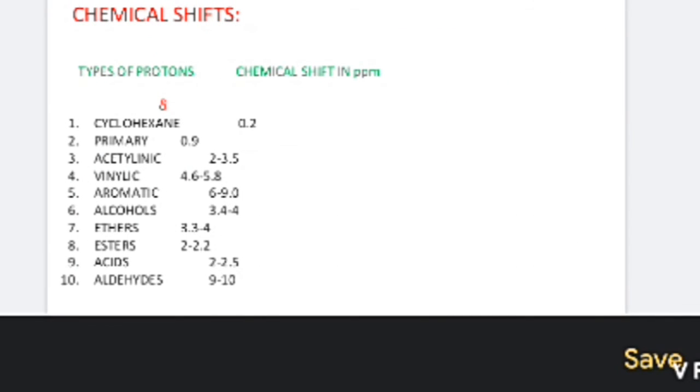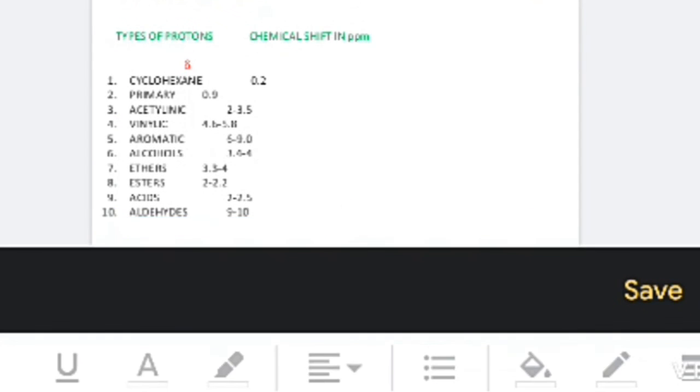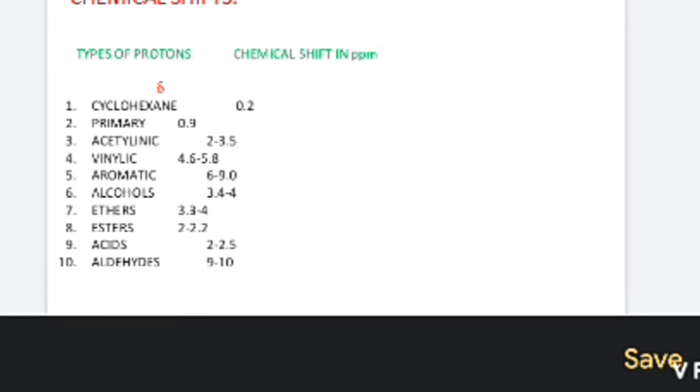These are the chemical shift values. Some of the important compounds are there. These are the types of protons and chemical shifts, the delta value in ppm. The first one is cyclohexane, the chemical shift value, that is delta, is equal to 0.2. Primary protons 0.9. Allylic protons 2 to 3.5.